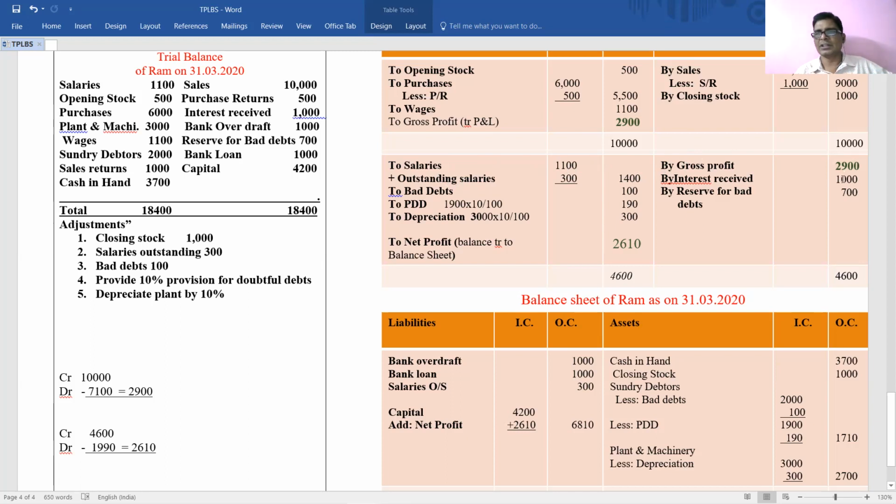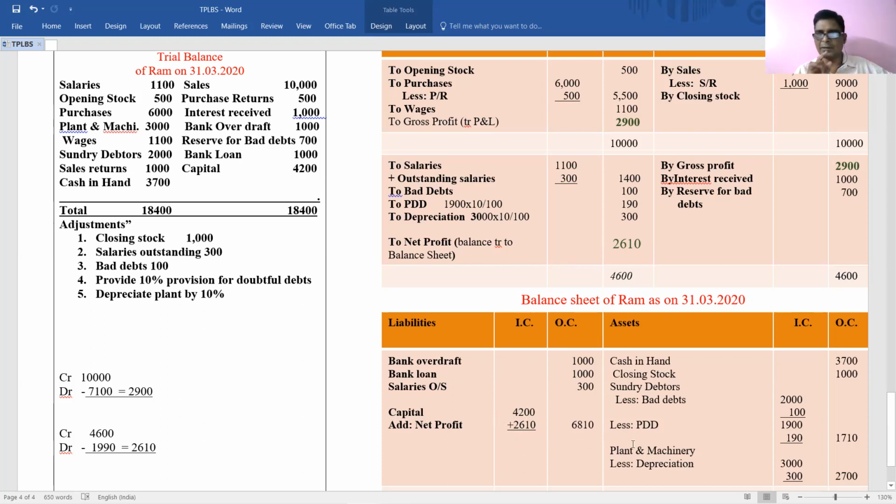Once again, 2,900, 3,900, 4,600 is the credit side of the profit and loss account. Then 1,400, 1,500, 1,600, 1,990: 1,990 is the profit and loss account debit side. 4,600 minus 1,990, 2,610. Here also, PC is 4,600 and PD is 1,990. So 2,610 is the net profit. This net profit is transferred from the profit and loss account and added to capital. Added to capital, 4,200 plus 2,610, 6,810.